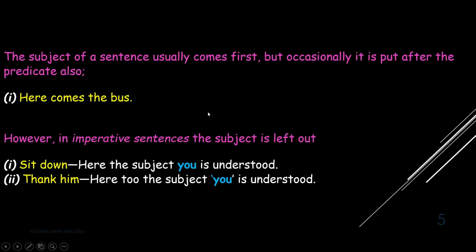The subject of a sentence usually comes first, but sometimes it is put after the predicate also, like, here comes the bus. But in imperative sentences, the subject is left out, like, sit down. You're telling somebody to sit down, so the subject you is understood. Next is thank him. You're asking somebody to thank him. Here too, the subject you is understood.